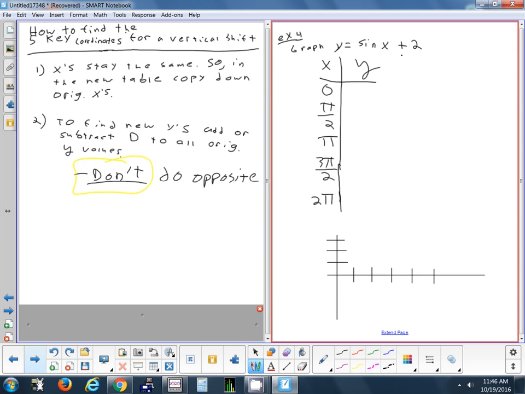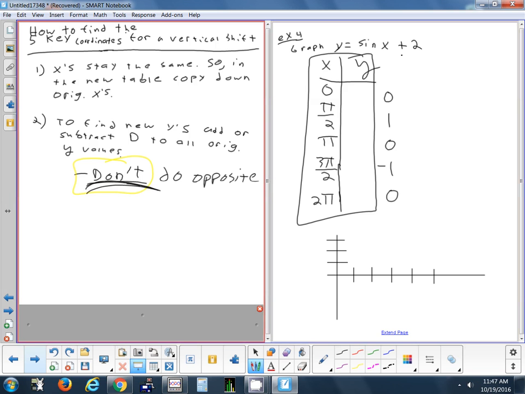And Karen, what are my original Y values for sine? 0, 1, yep. 0, -1, 0. And can you tell me what I'm going to do to all of them? 2. I'm going to add 2. Okay, we're going to add 2 to all the Y values.